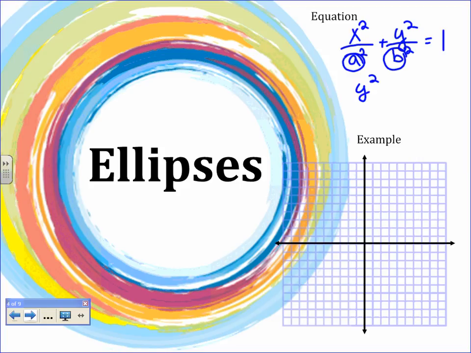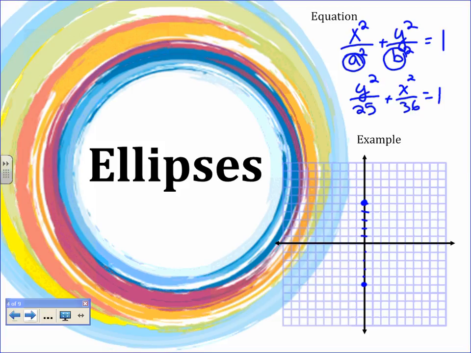So let's say we have something like, I guess we'll do an easy one. So let's do y squared over 25 plus x squared over 36. Okay, so the radius in the y direction is 5, so I'm going to go up 5, 1, 2, 3, 4, 5, 1, 2, 3, 4, 5.